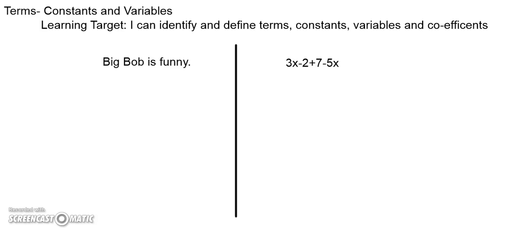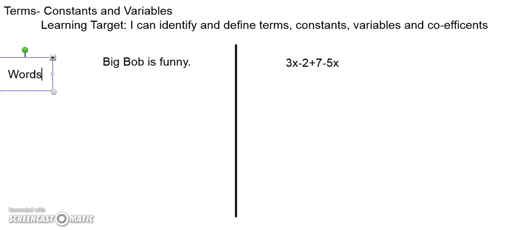I have out here two sentences. One is a sentence that would be written in English, Big Bob is funny. The other is a sentence that would be written in math, 3x minus 2 plus 7 minus 5x. I'm going to make a little analogy about these two sentences and introduce some vocabulary words we need to know in mathematics.